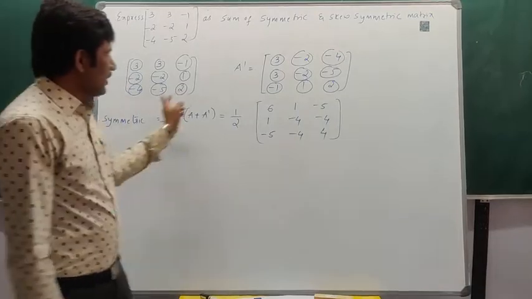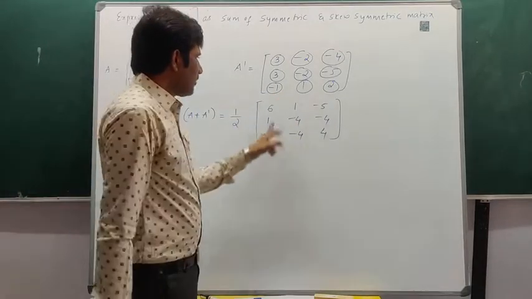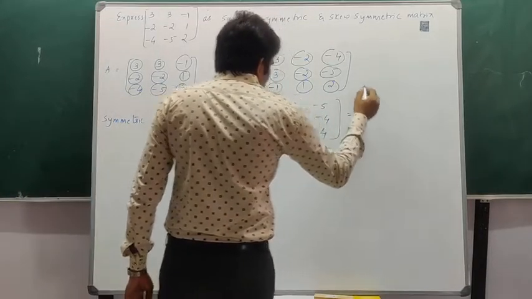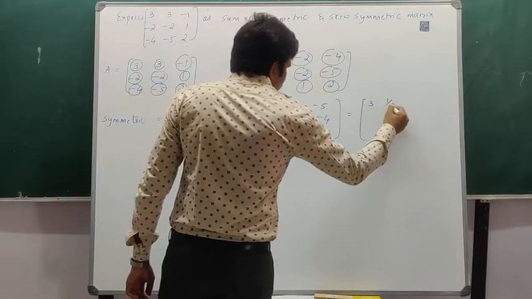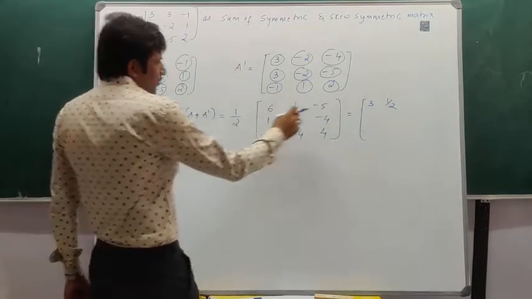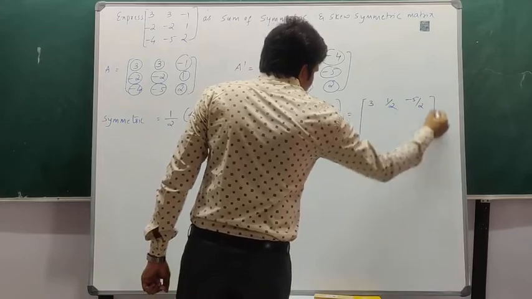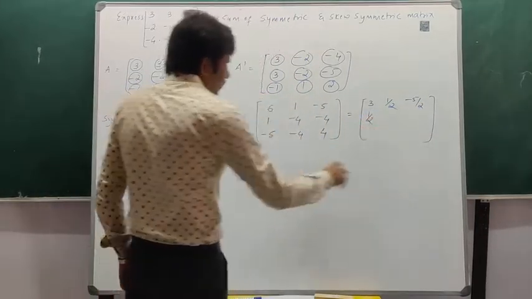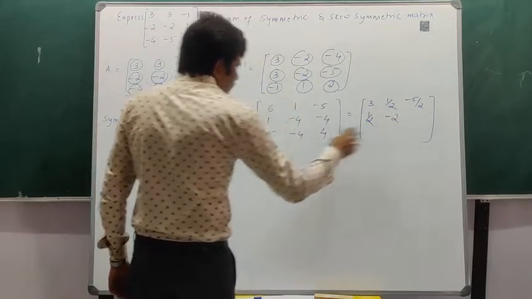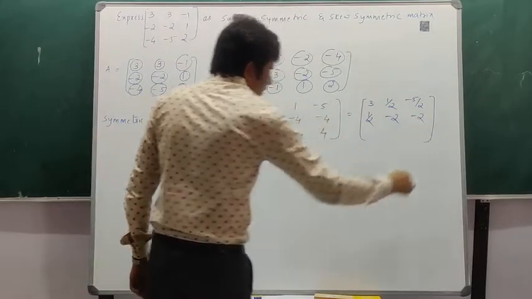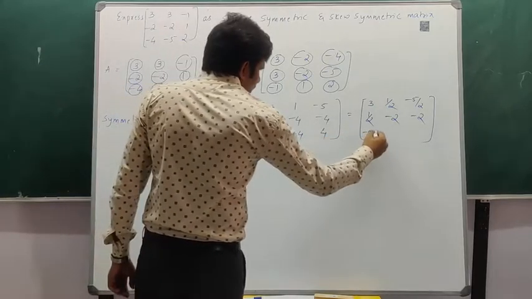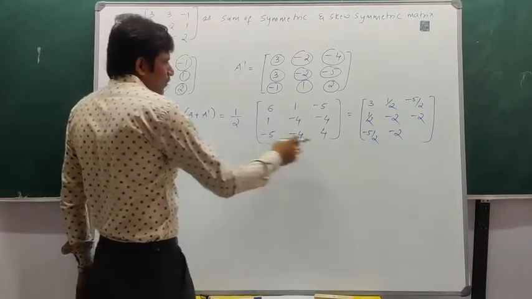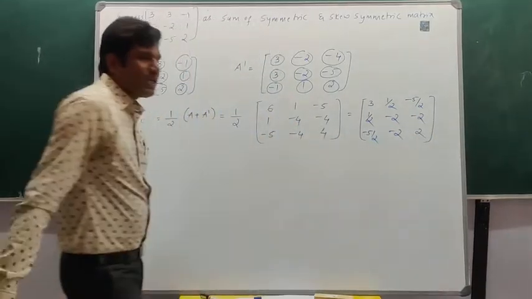Right, so now I am adding A and A transpose, then multiply each element of this matrix by 1 by 2. So 1 by 2 into 6 is 3. 1 by 2 into 1 is 1 by 2. 1 by 2 into minus 5 is minus 5 by 2. 1 by 2 into 1 is 1 by 2. 1 by 2 into minus 4 is minus 2. 1 by 2 into minus 5 is minus 5 by 2. 1 by 2 into minus 4 is minus 2. 1 by 2 into 4 is 2. So that is the symmetric part.